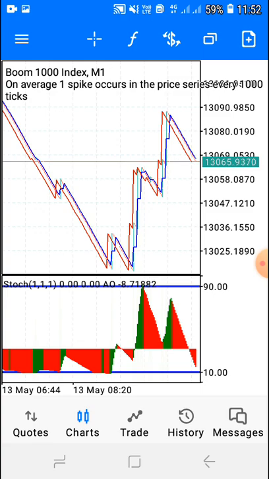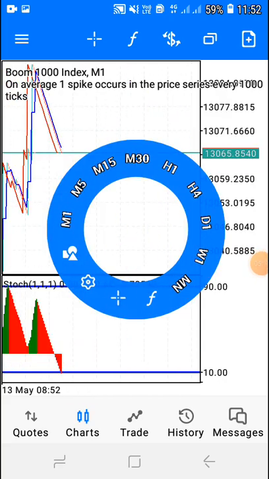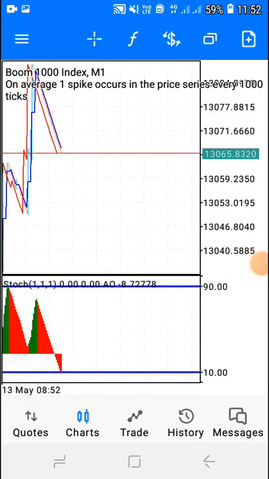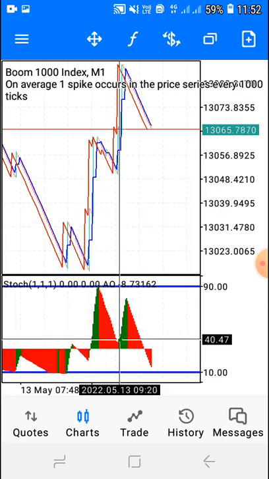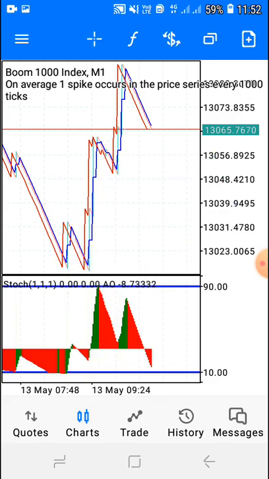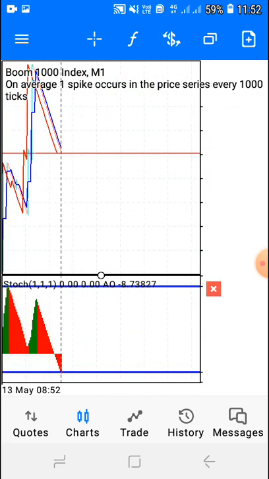Since we know that the market is moving in a downtrend on Boom 1000, what we're going to do first is we are going to check the bottom. Okay, let's look at the awesome oscillator and the stochastic. What you want to do is you first want to zoom out the chart completely, drag the screen to the left and right.